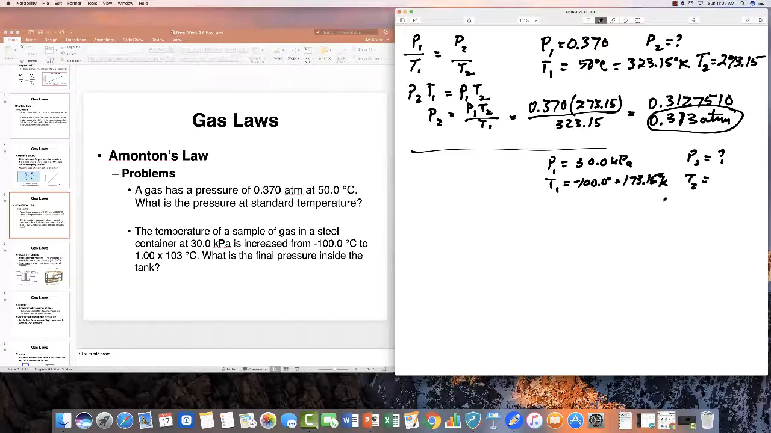T2 is 1,000 degrees, okay? 1 times 10 to the third, so that's going to be 1,273.15 degrees Kelvin, adding 273 to 1,000. And as it turns out, again, we don't have to go through this again because we've already done it once. P2 is going to equal P1 T2 over T1, which is going to equal 30.0 kilopascals times 1,273.15 divided by 173.15.